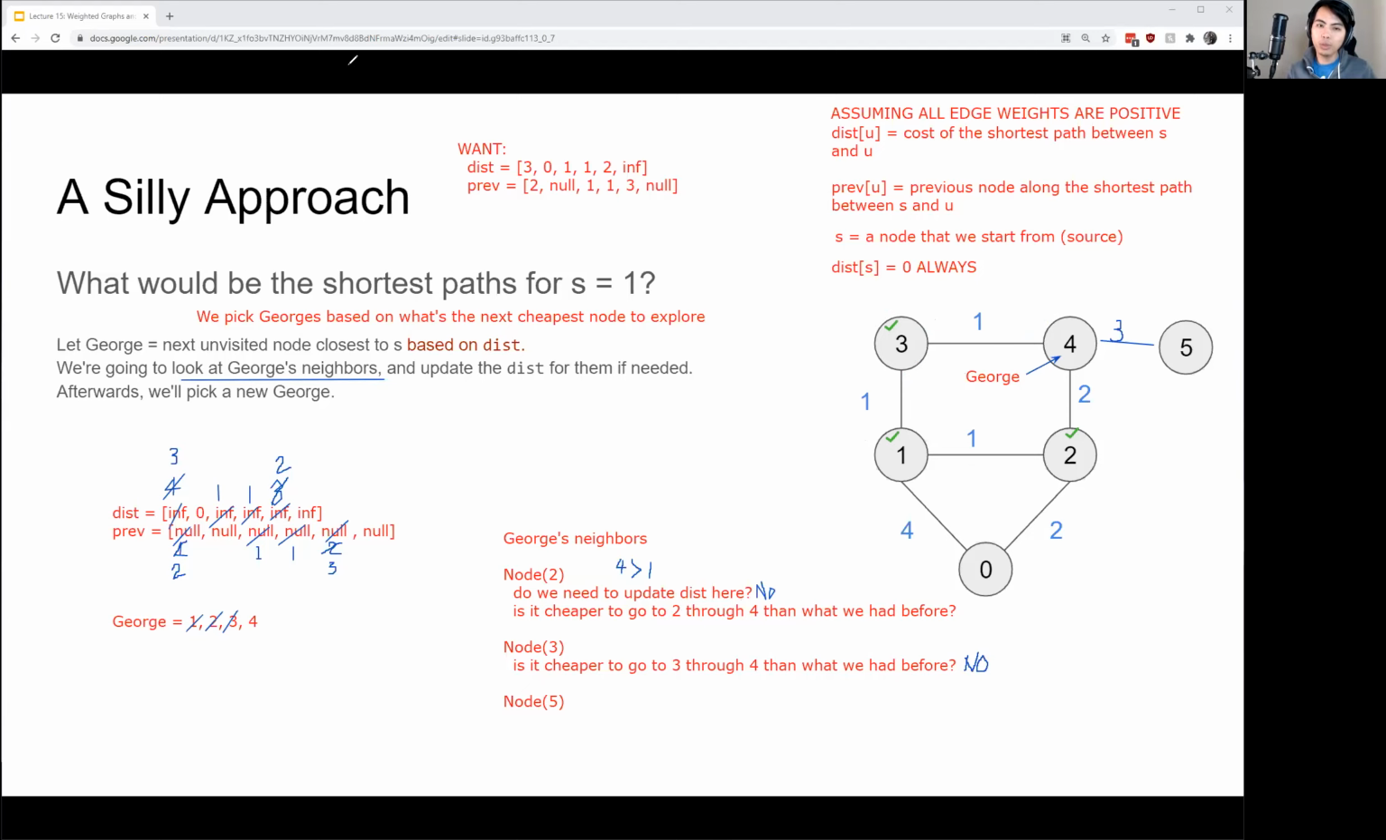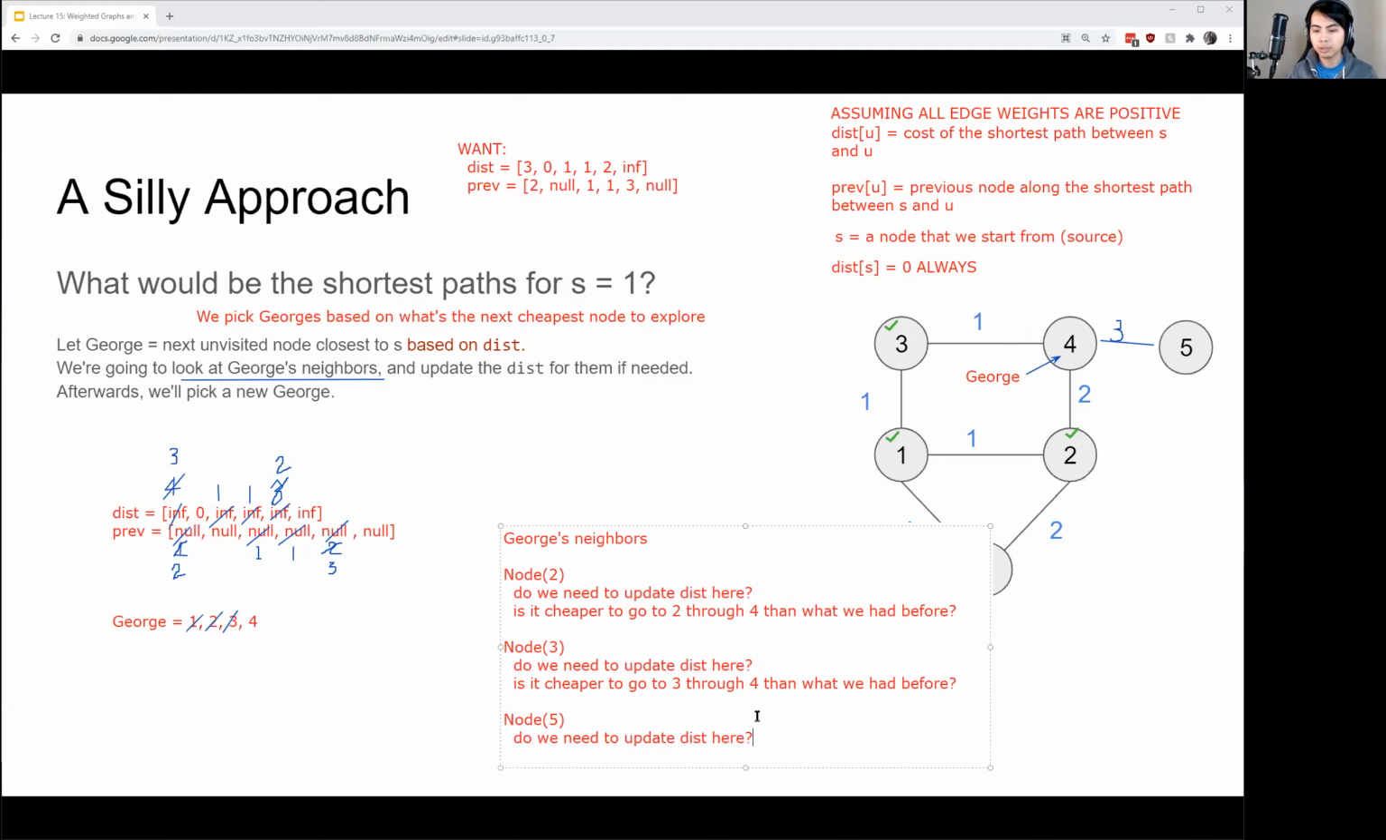Lastly, we ask, do we update distance here for node 5? In other words, is it cheaper to go to 5 through 4 than what we had before? Yes or no? What did we have before? What was the cost to get to 5 from 1 to 5 before? It was infinity, right? So it doesn't matter what the cost is. If there's a path to it and it's less than infinity, then we're going to update.